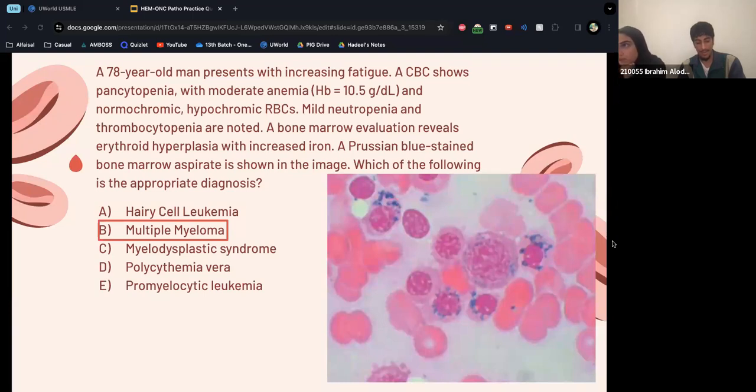Okay, it's not loading. It can, but again, this question pushes you more towards multiple myeloma because of the different sized plasma cells in the bone marrow. You can see this abnormally large cell, and on top of that, the ringed sideroblast, the age of the patient, the vague symptoms, and the pancytopenia.